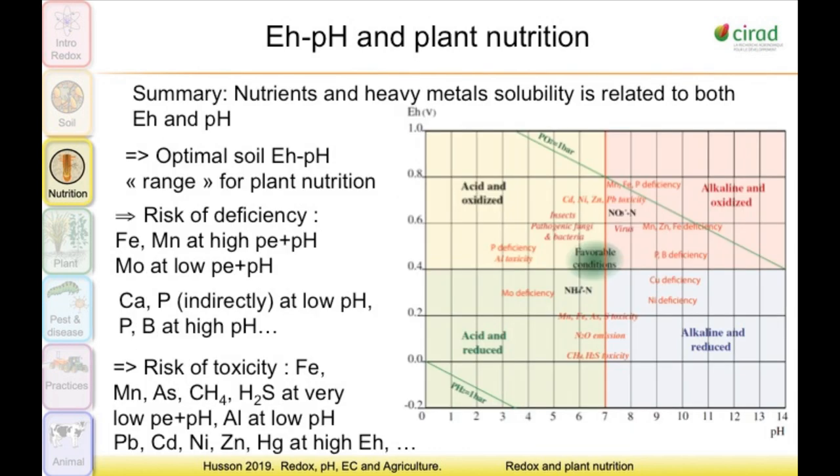So the summary is easy. We can find an optimal soil Eh and pH. It's a range. Also, as I say again, it's not just one level with all the soil at the same level. It's an average level, and it's fluctuating. But globally, if you are here, you won't have deficiencies or toxicities. Otherwise, you have plenty. You can have deficiency in iron and manganese at high Eh plus pH, molybdenum at low Eh plus pH, calcium, phosphorus. Phosphorus, it's indirect, I told you it's low pH. Phosphorus and boron at high pH, risk of toxicity, you have these ones plus these ones. So finally, the comfortable area is not so big. So it's really important to be most of the time in this area.